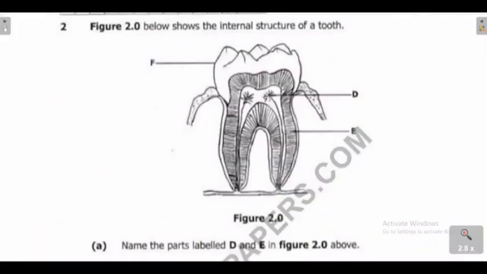This is your presenter, Mr. Mlenga. Right here with me, I've got a question that came in biology paper 2 for 2020 for GCE. Question 2 reads, figure 2.0 below shows the internal structure of a tooth. This is the internal structure of the tooth that was cut longitudinally.